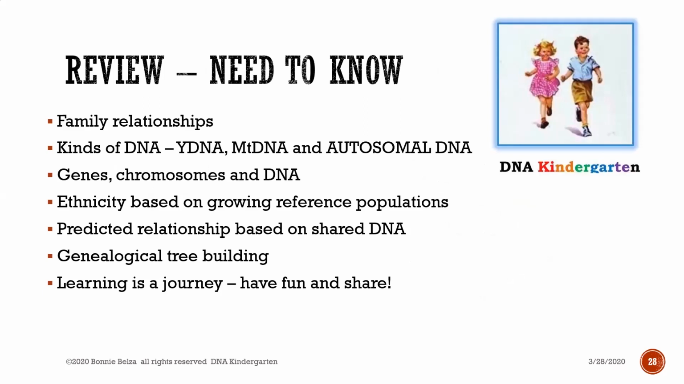What we've learned in these webinars is about family relationships, how to diagram those relationships using pedigree charts and descendancy charts. We learned about the different kinds of DNA, Y-DNA, mitochondrial DNA, and autosomal DNA. It's autosomal DNA that we're doing all the work with when we talk about analyzing our matches and our shared matches.